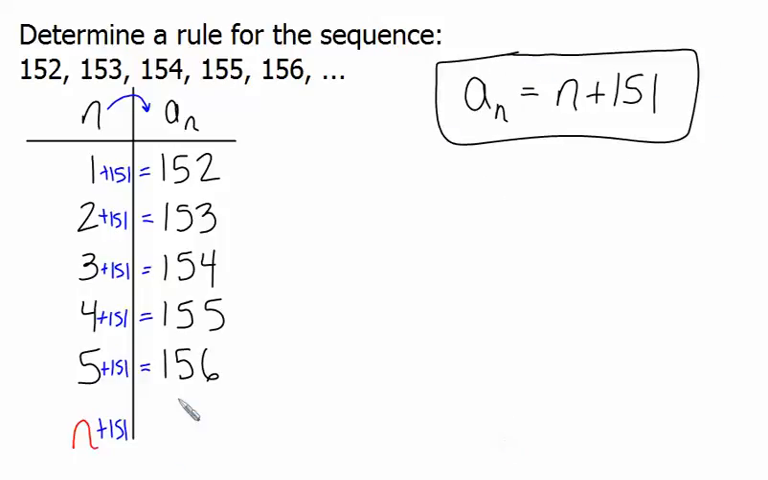Now, as we also mentioned in class, here's a nifty way to watch for when you're adding or subtracting a single value. Look at the numbers in the list themselves. They're going up by 1 each time. And when that happens, watch for this first approach. See if there's a number that you can add or subtract to the left-hand column, the value of n, in order to generate the right-hand column, the actual number in the sequence.